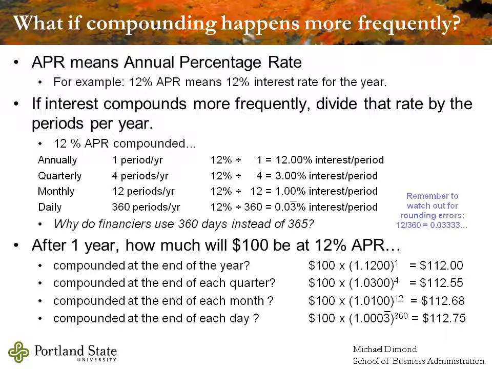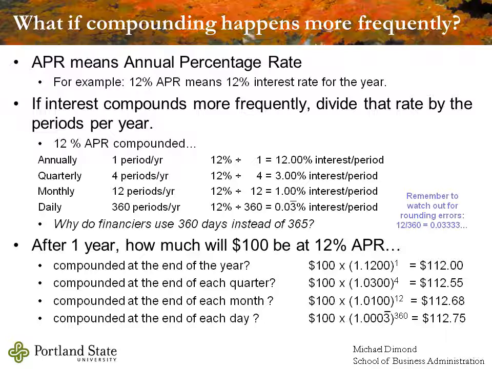And that's going to give us 3% quarterly interest compounded 4 times during a year. At the end of the year, we'll have $112.55. Monthly compounding, $100 times 1.01 to the 12th power. That's 1% monthly interest for 1 year. Gives us $112.68. And compounded at the end of the day, remember we have 0.03% interest, so that's going to be 1.0003 raised to the 360th power.